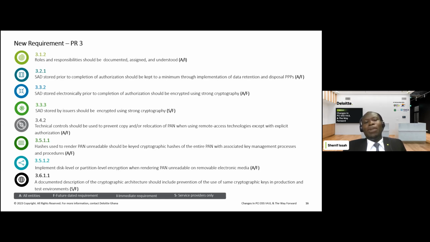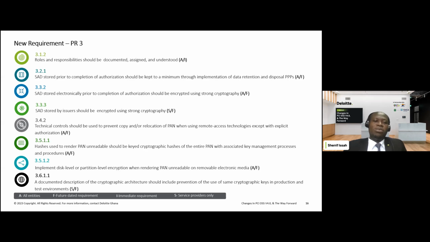at the minimum by way of implementing policies, procedures, and processes for data retention and disposal. Basically, there should be PPPs, policies and processes, in place to ensure that sensitive authentication data is disposed of at the appropriate time and using the appropriate mechanism.